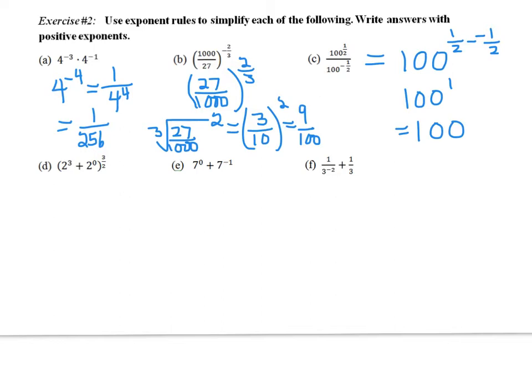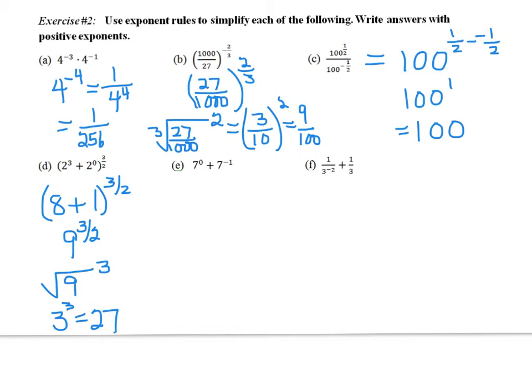For part D, I of course have to do the operations within the parentheses first. So I'm going to have 2 to the third power, which is 8, 2 to the 0 power, which is 1, and I'm going to raise the whole answer to the 3/2 power. Again, I'm going to rewrite that as 9 to the 3/2 because I want to evaluate inside parentheses first. And I can evaluate this by saying this is the square root of 9 to the third power. The square root of 9 is 3. 3 to the third power gives me 27 for my final answer.